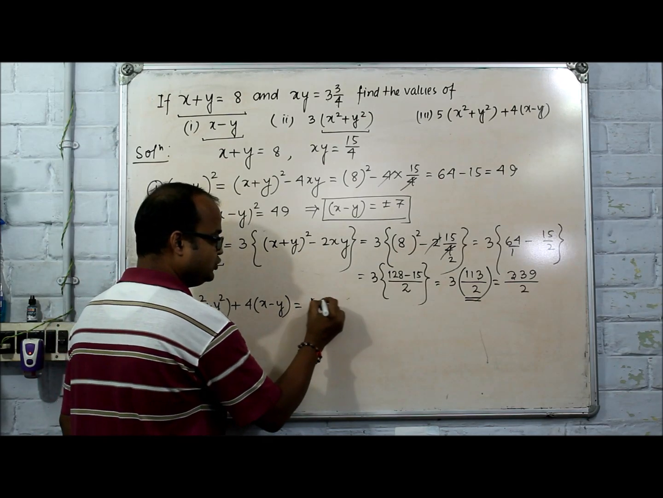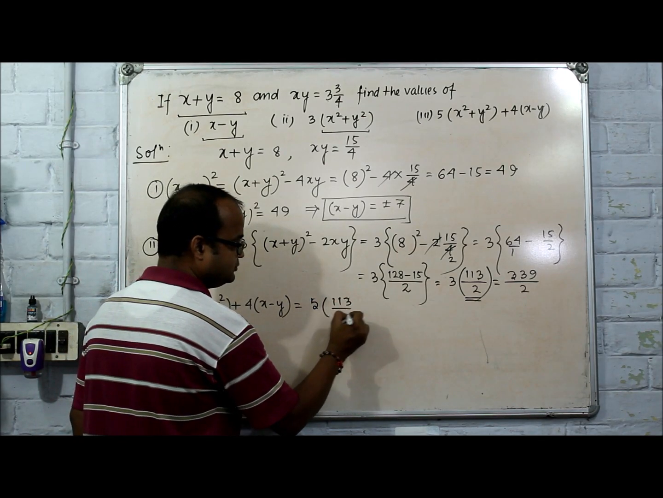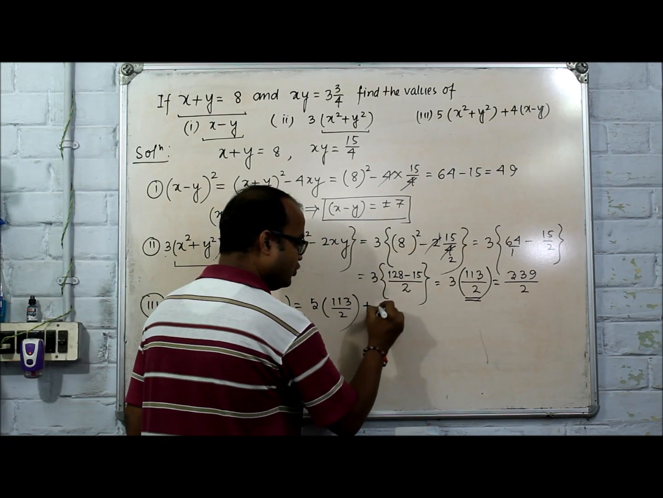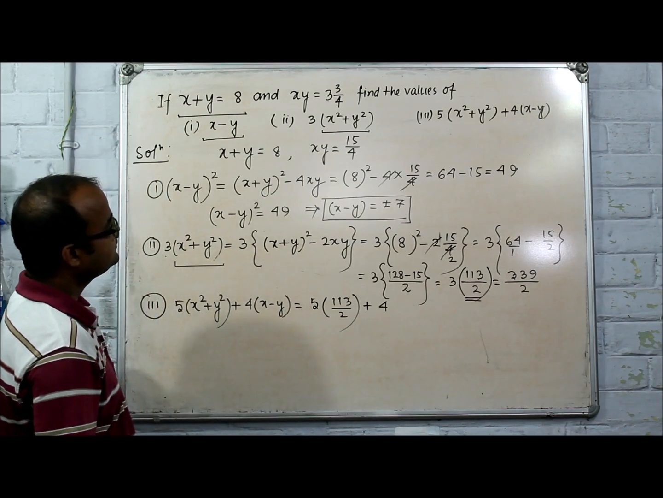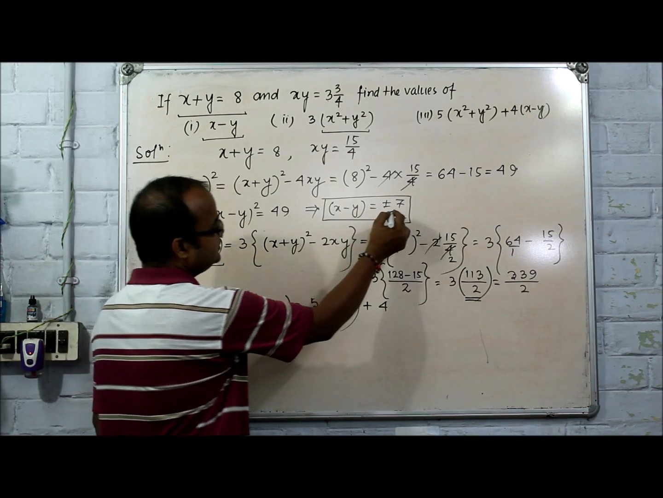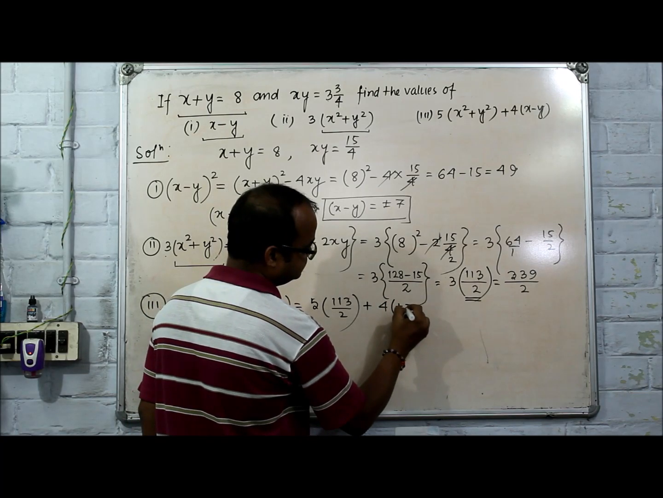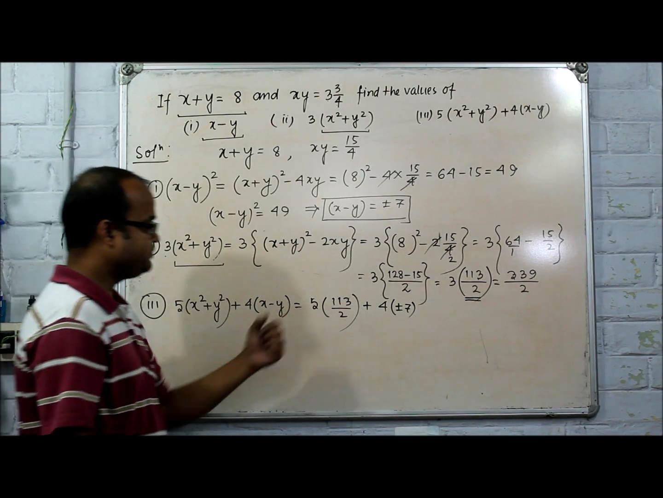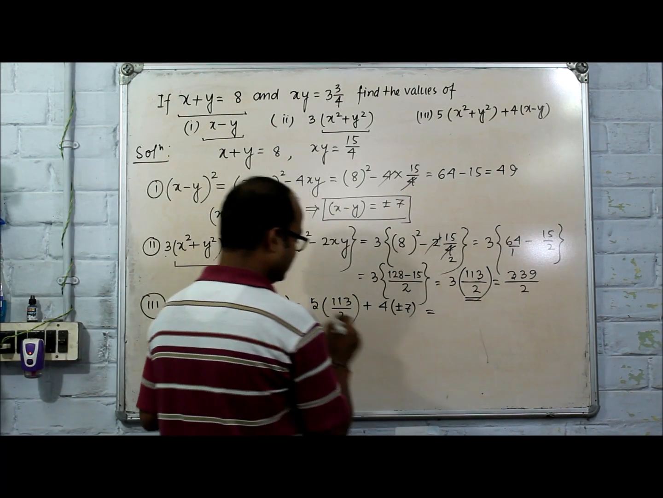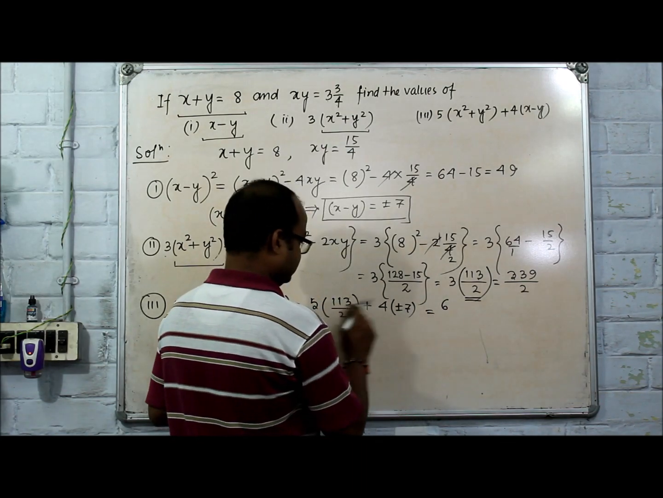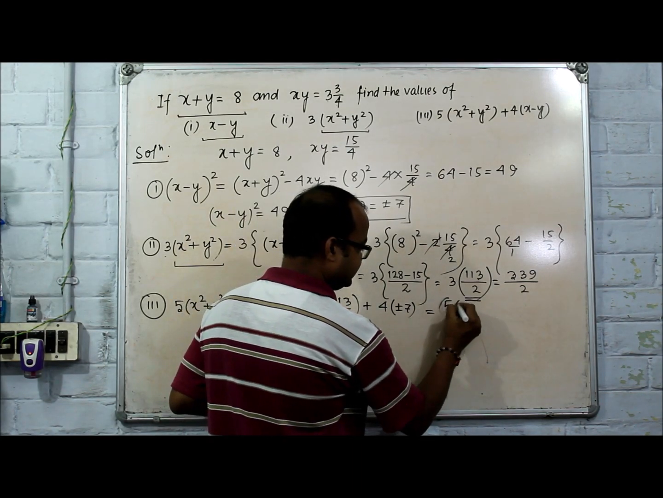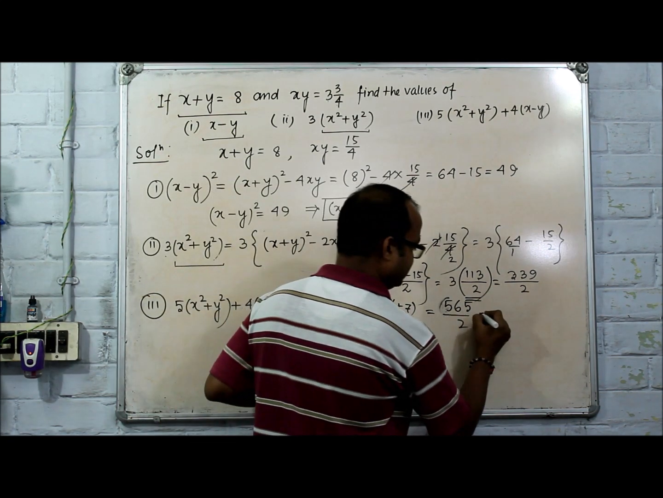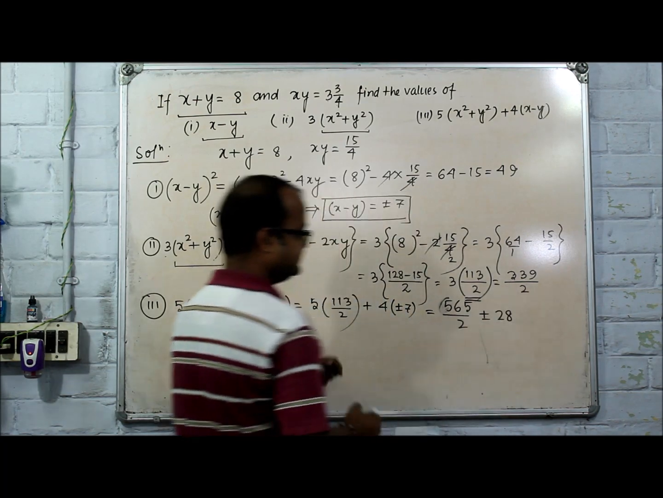So 5 into 113 by 2. We directly substitute the value, plus 4 into x minus y. The value of x minus y is plus minus 7. So we'll get 565 by 2 if you multiply these two, and plus minus 28.